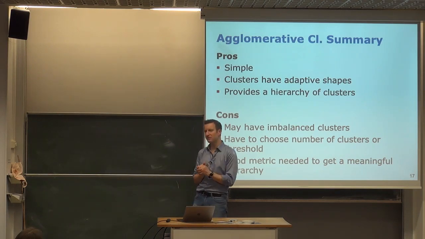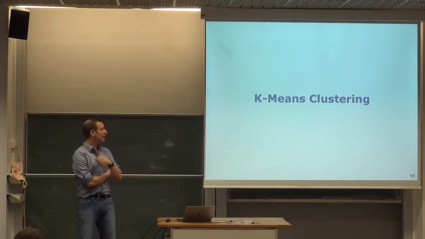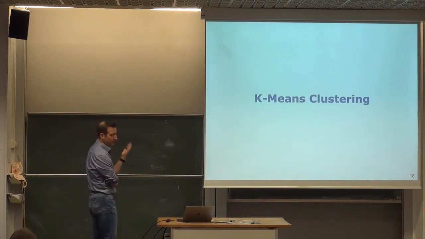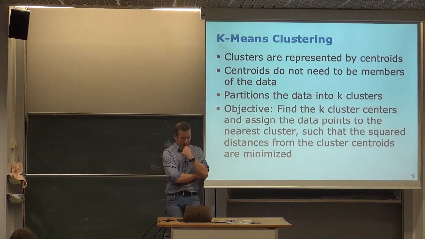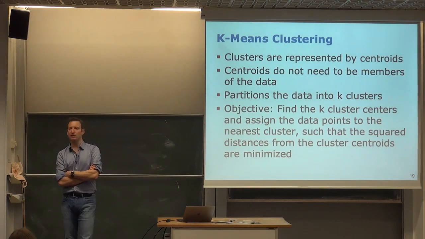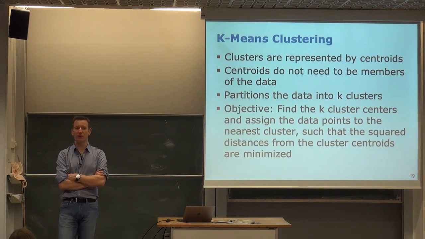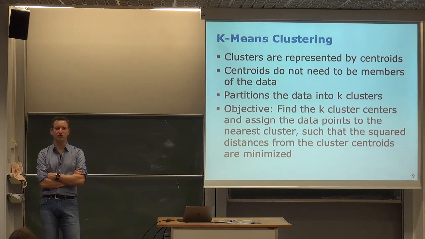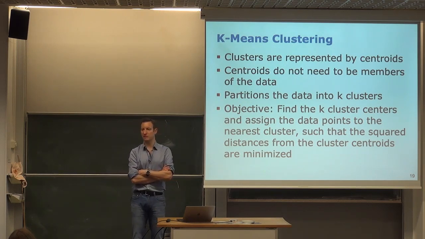Okay, then let's dive into the next class of algorithms, which is k-means clustering. Again, k-means is one of the standard approaches in clustering, and basically the idea is that you have a large number of data points, and you are representing them with something called a centroid, which is the mean computed from the data points associated with this cluster.